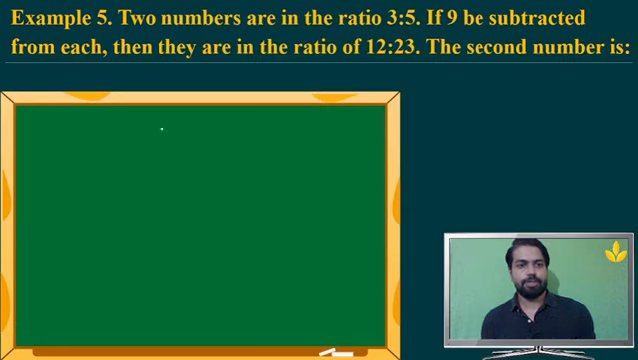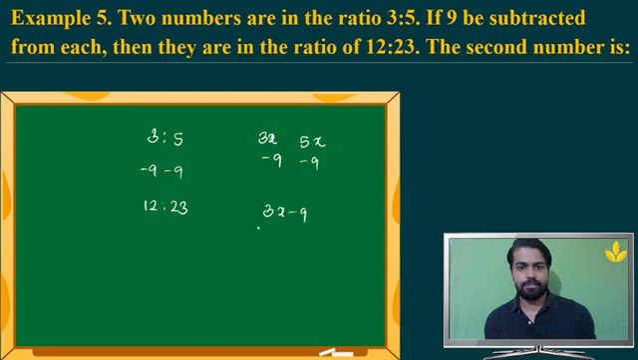Two numbers are in the ratio 3 is to 5. If 9 is subtracted from them, the ratio becomes 12 is to 23. Find the second number. So the question here is, can I subtract directly from 3? No. So let us take it as 3x and then 5x. Then we subtract 9 and then equate it to the ratio. So I can say 3x minus 9 by 5x minus 9, which is equal to 12 by 23. So now we can solve this.